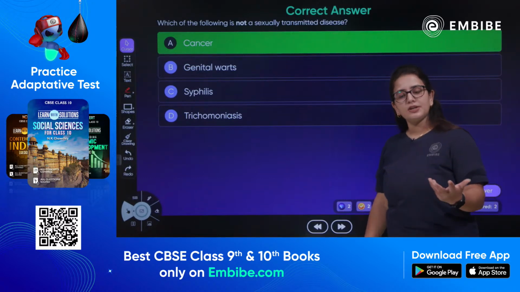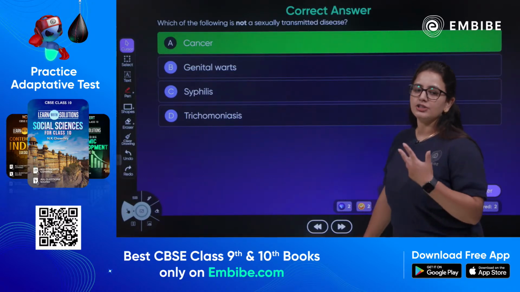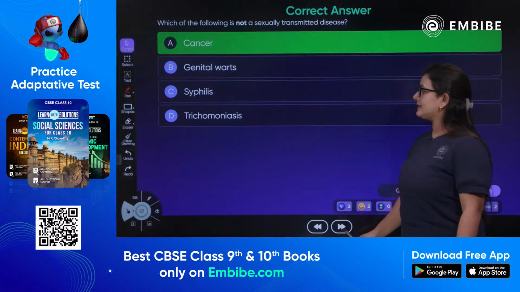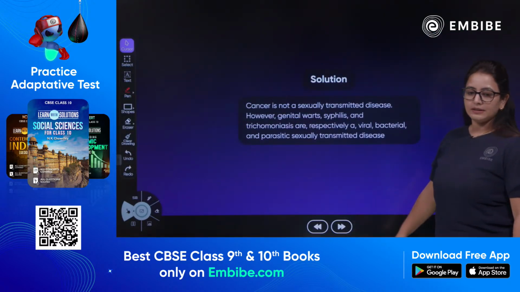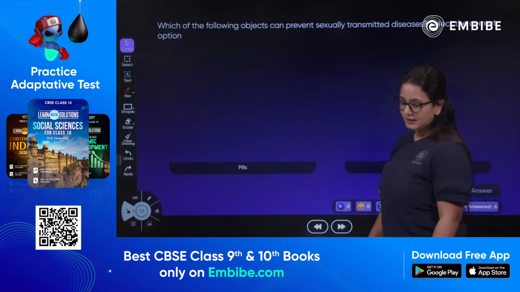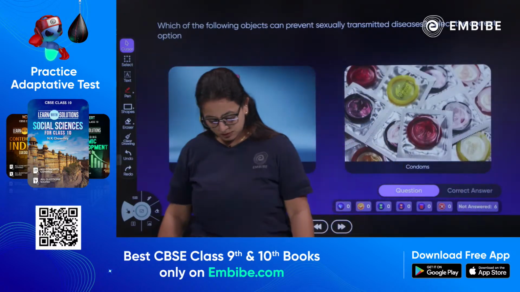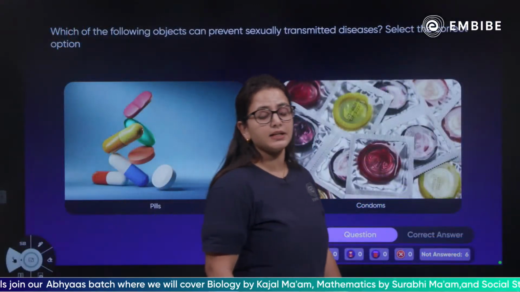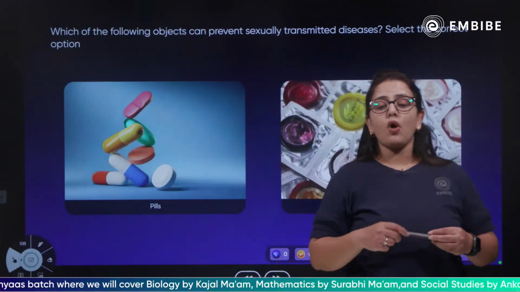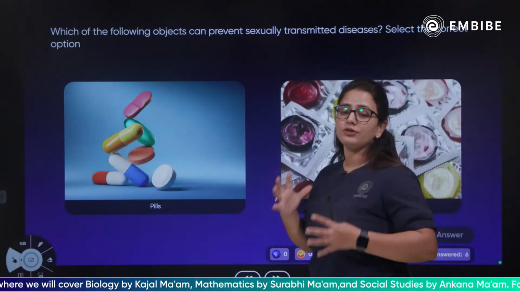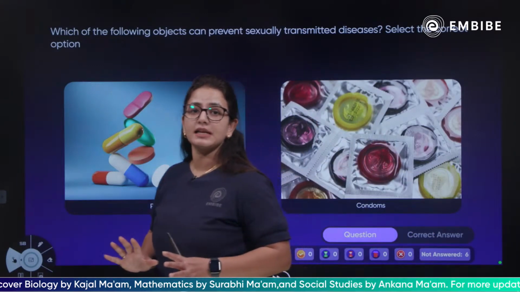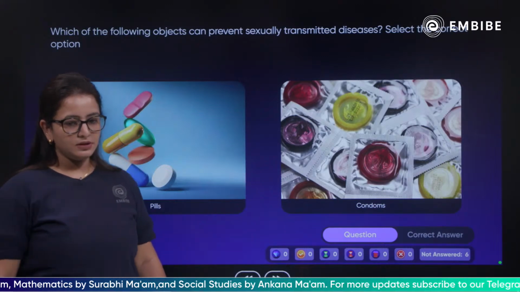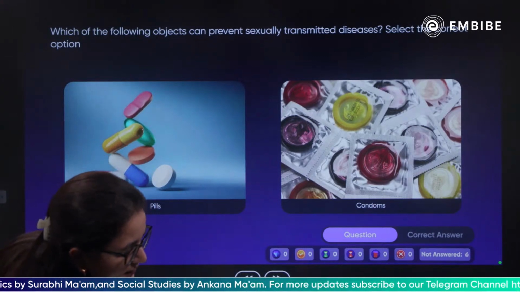कैंसर जो है वो एक सेक्सुअली ट्रांसमिटेड डिजीज नहीं है। Of course the genital warts, the syphilis, the trichomoniasis, all are sexually transmitted diseases. Let's see what we have next. As we move forward talking about it, next we have another question. इनमें से कौन सा पर्टिकुलर जो है वो सेक्सुअली ट्रांसमिटेड डिजीज को ट्रांसमिट होने से रोकेगा? यस, इनमें से कौन सा है जो सेक्सुअली ट्रांसमिटेड डिजीज को होने से रोकेगा?